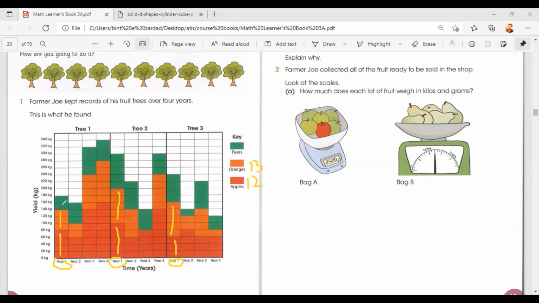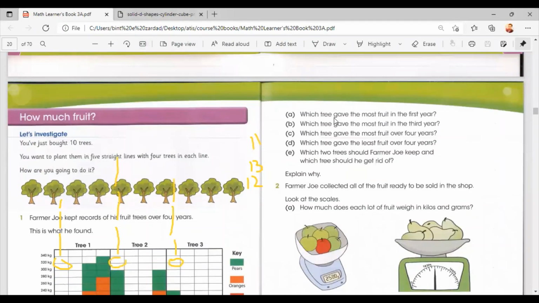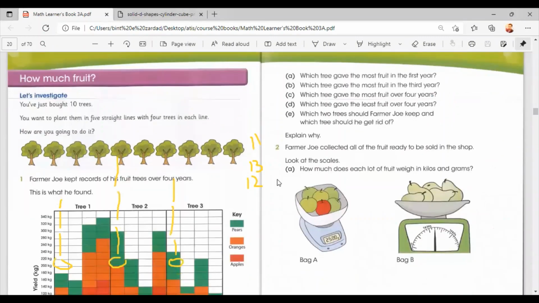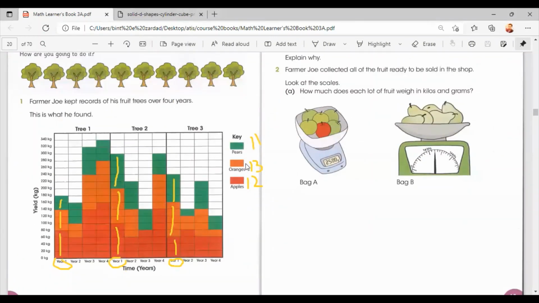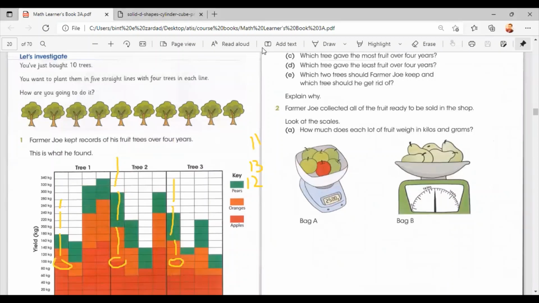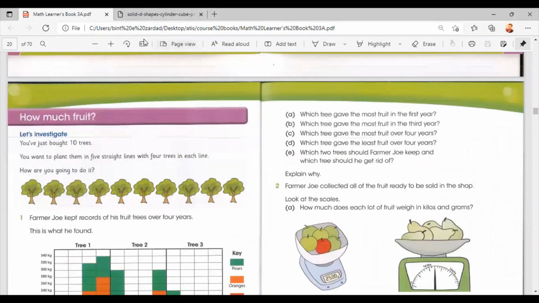The boxes of pears: 2, 4, 5, 6, 7, 8, 9, 10, 11. 11. So which one is more? The question we have here: which tree gives the most fruit? You can see here, oranges. Orange tree gives the most fruit. So we write here, orange tree.